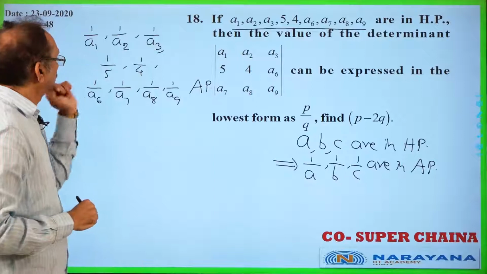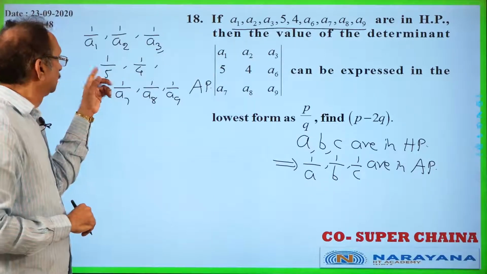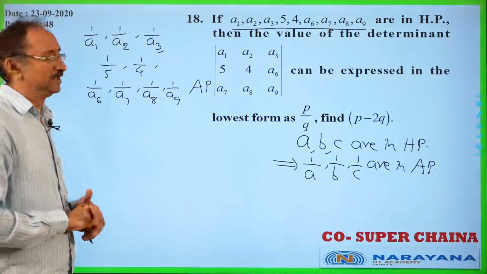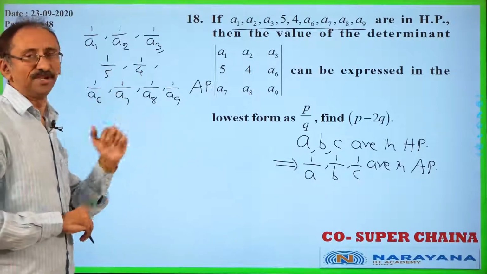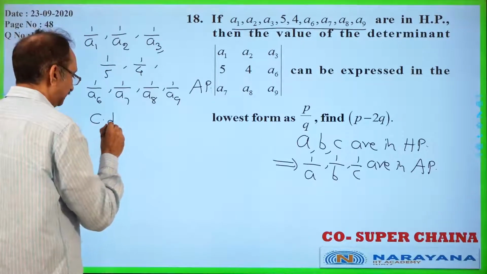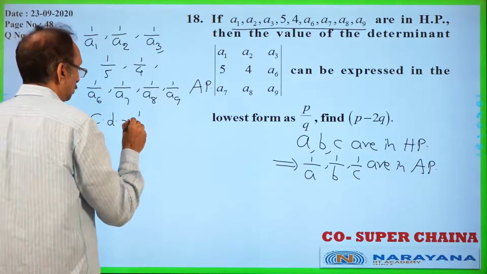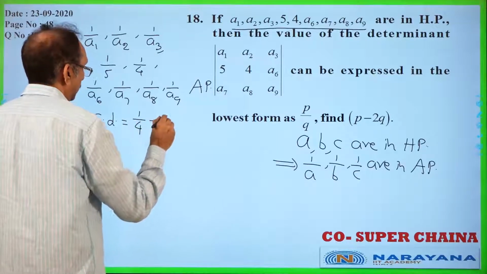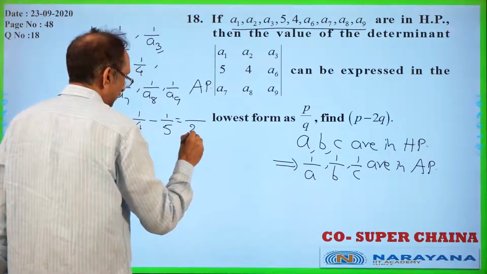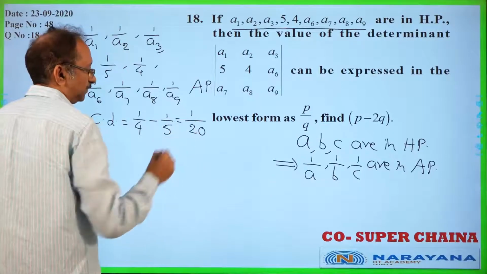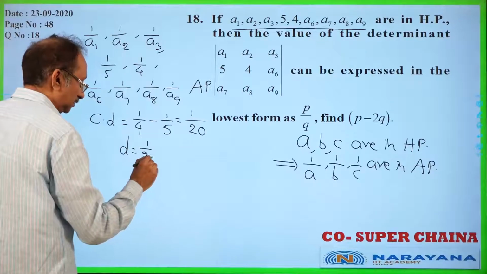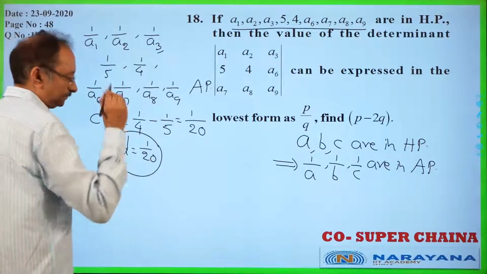And see, what is this 1 by 5? Fourth term. What is this 1 by 4? Fifth term. They are consecutive terms, so their difference is nothing but the common difference of the AP. So what is the common difference? Common difference is equal to 1 by 4 minus 1 by 5. 20 is LCM, 5 minus 4, 1. So D, the common difference of that AP, is 1 by 20.